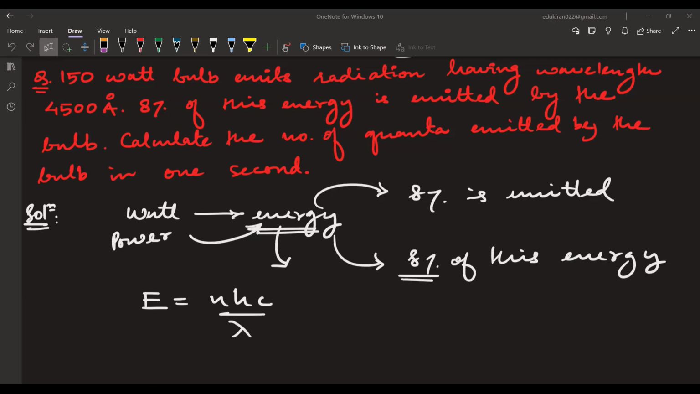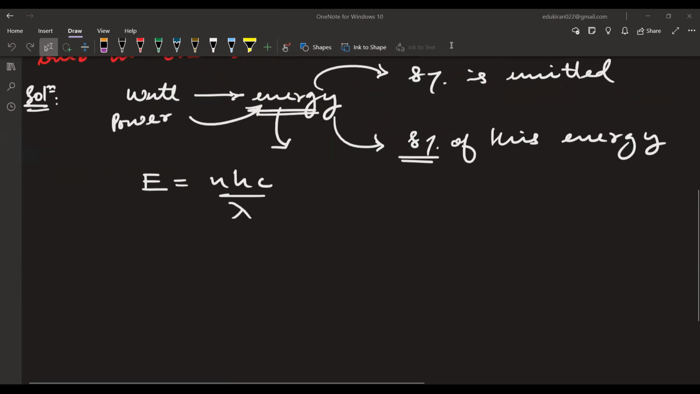What happened? So much time. How are you taking so much time to solve this? Aisha, what happened? You have to calculate this n, right? Okay. So n will be equal to E into lambda upon h into c.